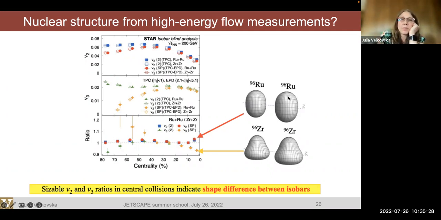In the numerator, you have the ruthenium, which has a prolate shape. And in the denominator, you have the zirconium, which looks more like a pear. If you look at this in the most central collisions, what you're probing is that ruthenium has a more elliptic shape. Therefore, the interpretation of this ratio is that because of that, you measure higher elliptic flow in the ruthenium. And zirconium, on the other hand, looks more triangular, so you measure higher triangular flow in the zirconium. So this is just an example of how people are thinking of utilizing these very detailed measurements beyond determining the properties of the quark gluon plasma, in this case determining nuclear deformation.